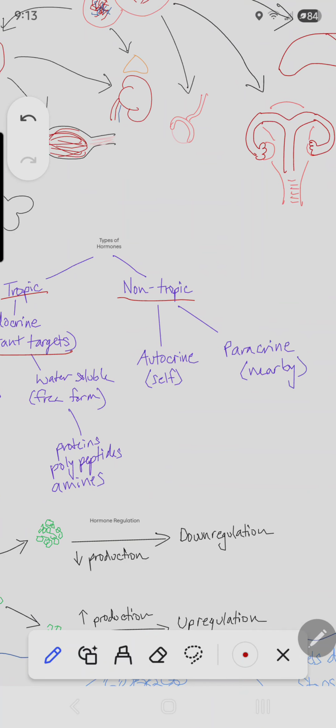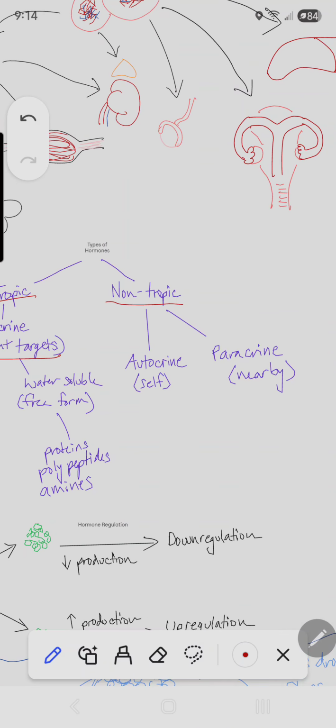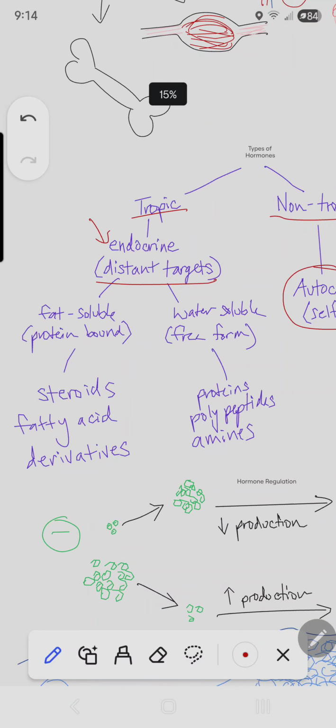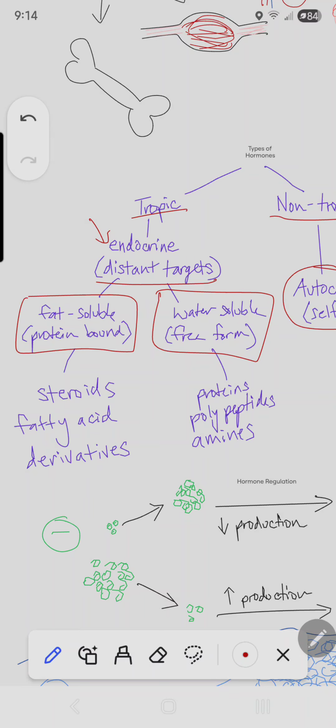Non-tropic hormones are going to be non-endocrine hormones, and those are ones that either act on themselves, autocrine hormones, or on neighboring cells or nearby cells, and those are called paracrine hormones. So back to the endocrine hormones. We have two different types. We have our fat-soluble hormones and our water-soluble hormones.